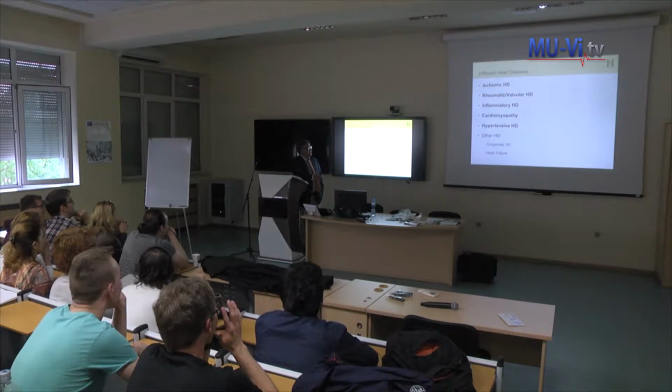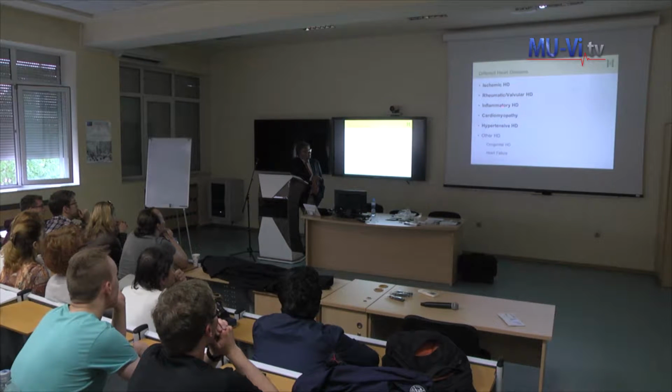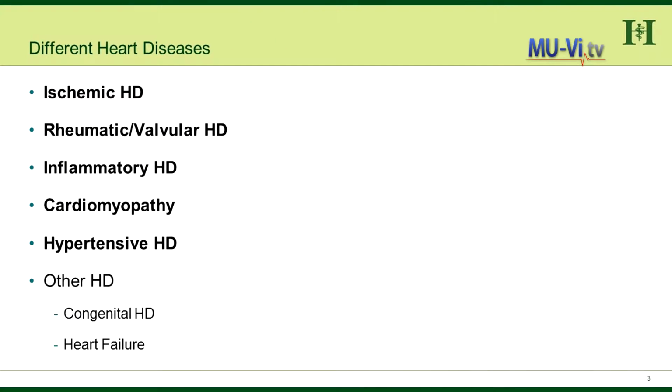What kind of different heart diseases do we have? We have the ischemic heart disease, heart attack, heart infarction, rheumatic valvular heart diseases, inflammatory heart disease, cardiomyopathy, and hypertensive heart disease, and others, congenitals or something. And today we talk about ischemic, valvular, inflammatory, and these two.